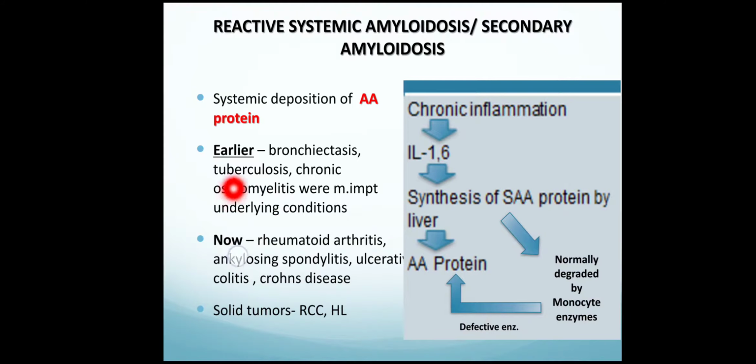So earlier, bronchiectasis, tuberculosis, and osteomyelitis were important causes for this secondary amyloidosis, but because of better treatment of these diseases, now the common causes of secondary amyloidosis are rheumatoid arthritis, ankylosing spondylitis, ulcerative colitis, and Crohn's disease. And it can also be seen in tumors like renal cell carcinoma and Hodgkin's lymphoma.